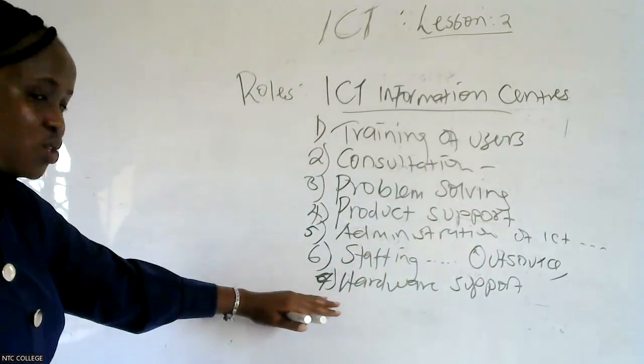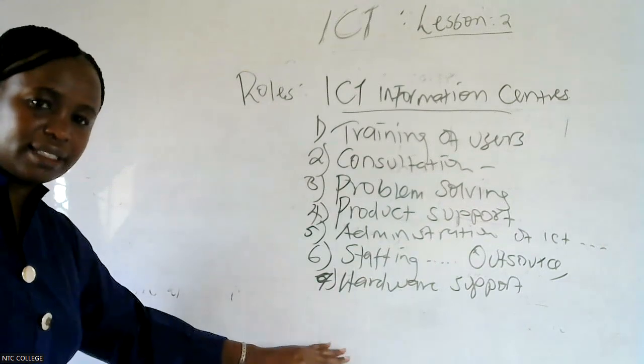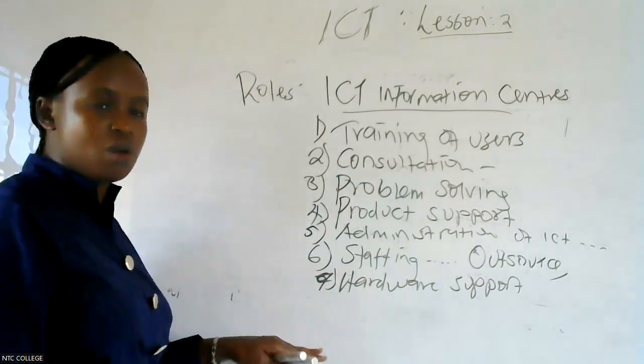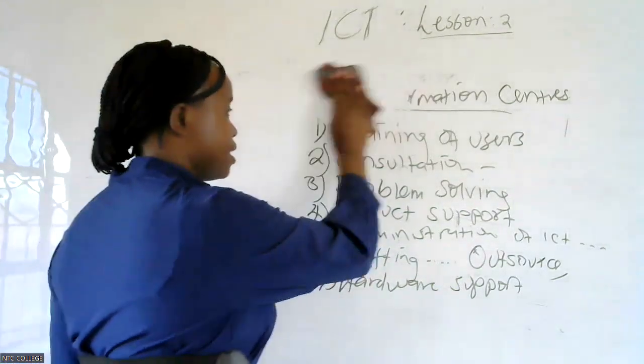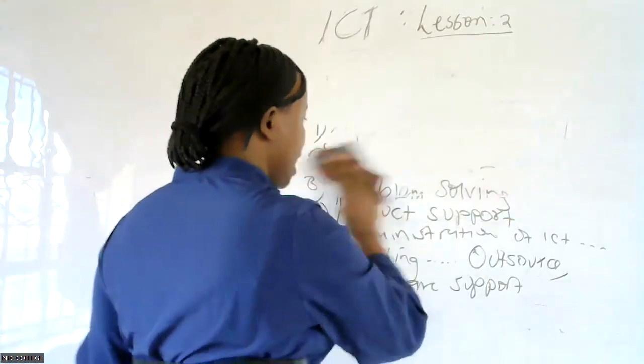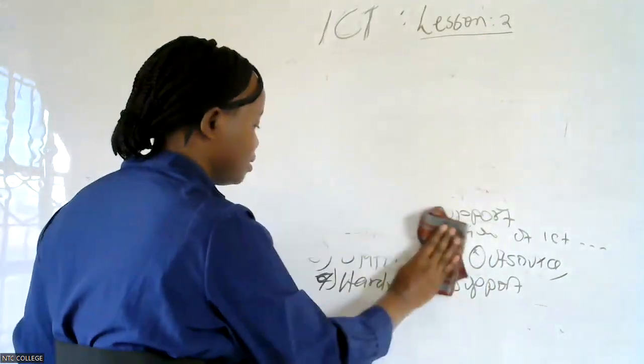I've given you 7, make them 9. You add 3 roles. 3 roles under the ICT information centers.